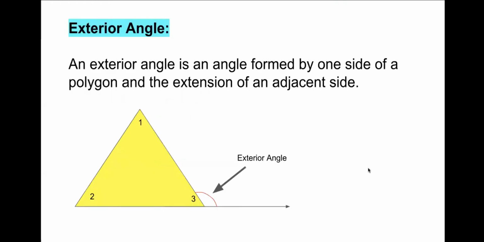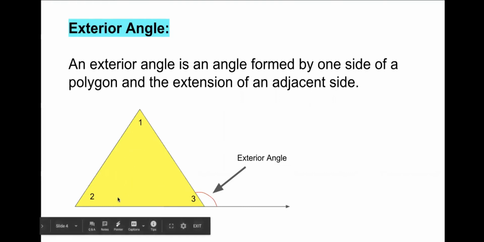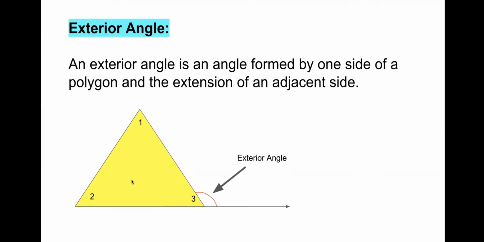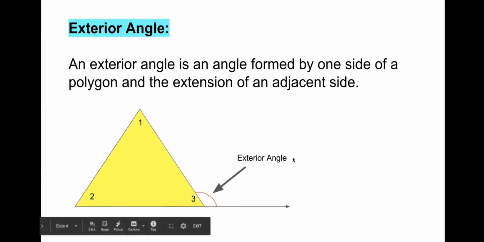So here's the definition of an exterior angle. According to our text, it is an angle that is formed by one side of a polygon, in this case a triangle, and the extension of an adjacent side. So here is the exterior angle. And remember that we have two remote interior angles that we're also going to focus on today. I just want to introduce you to the exterior angle. Go ahead and copy this down so you can have it in your notes. And we have our official definition.